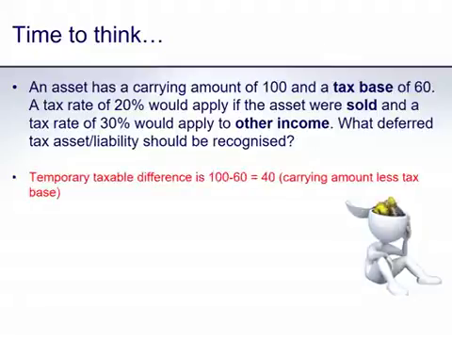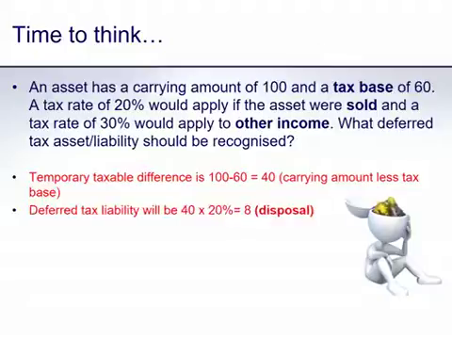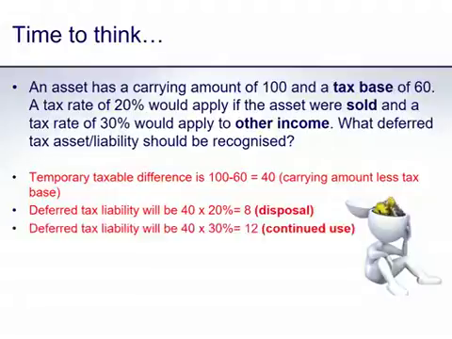Firstly, we have a temporary taxable difference of 40, which is the carrying amount of 100 less the tax base of 60. The deferred tax liability, if we were to consider the implications of sale, would be the temporary difference of 40 multiplied by the tax rate relating to sale, resulting in a tax liability of 8. And the tax liability through continued use would be at the higher tax rate of 30%.